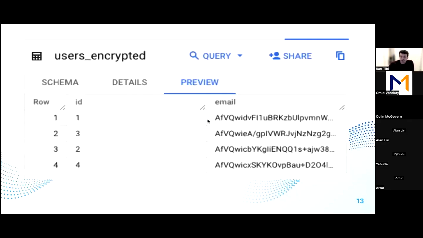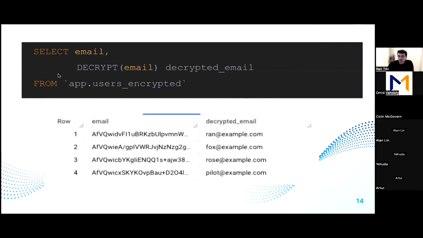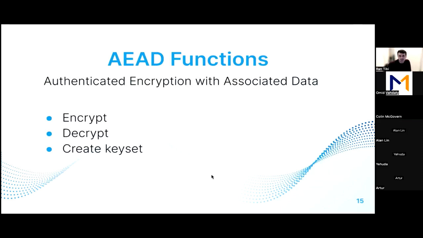And then we will have a table that looks as follows. We have the users table and we see the ID as a plain number, but the email is encrypted. And then if someone succeeds in getting access to this table, he can't get anything from here, right? But you might say, yes, sure, but there are some cases where I would like to get the plain email, right? I would like to see the decrypted email. And for that reason, I wish to have some decrypt function that I will be able to select, decrypt the email and get the decrypted email. And thanks to AEAD functions, we have this ability.